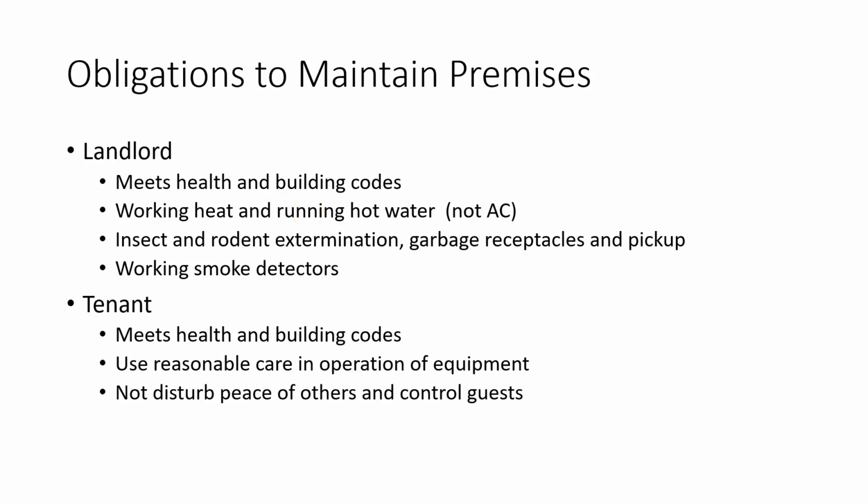Obligation to maintain premises. The landlord must meet the health and building codes of the property, provide working heat and running water, so not necessarily AC, provide insect and rodent extermination, provide garbage receptacles and pickup, and working smoke detectors. The tenant meets the health codes and building codes, and must use reasonable care in the operation of the equipment that comes with the house, and make sure that he does not disturb the peace of others, and make sure the guests behave themselves.